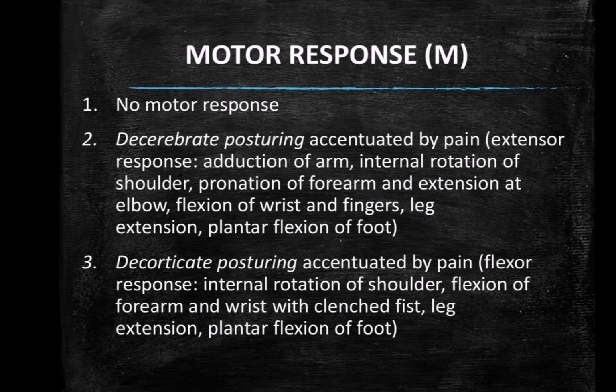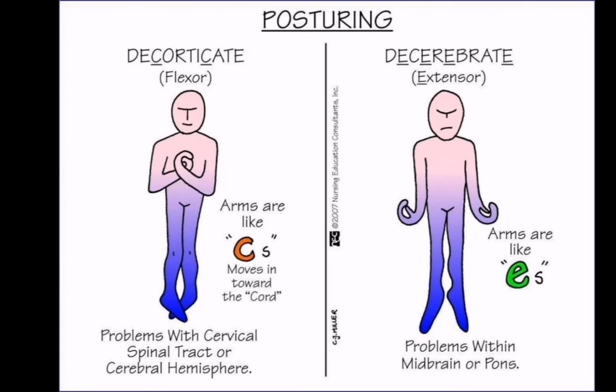Third, decorticate posturing accentuated by pain, or flexor response. For example, internal rotation of shoulder, flexion of forearm and wrist with clenched fist, leg extension, plantar flexion of foot. The image shown is about the difference between decorticate and decerebrate posturing.